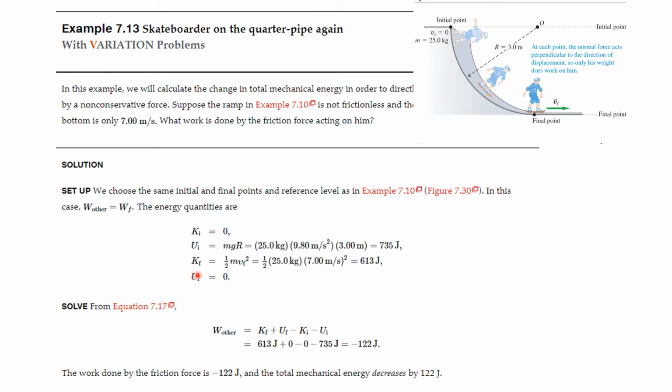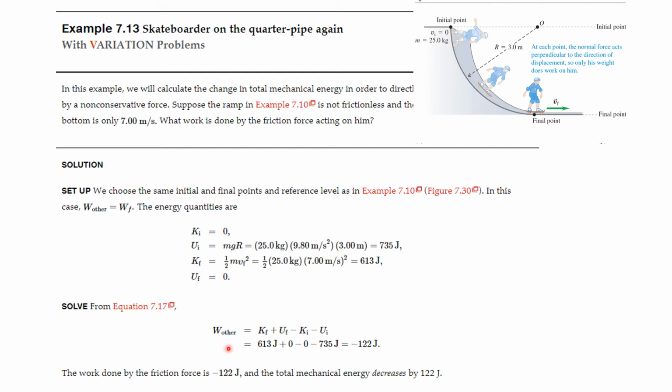Now the final kinetic energy is 1/2 m v final squared. So there's 1/2. This is 25 kilograms, and we said that we measured his final speed in this problem as 7 meters per second. So this is 1/2 m v squared. You do all those calculations and you get 613 joules.